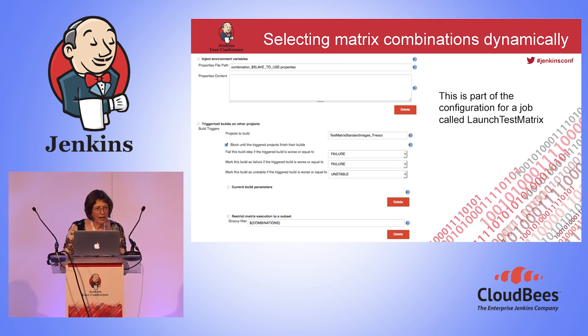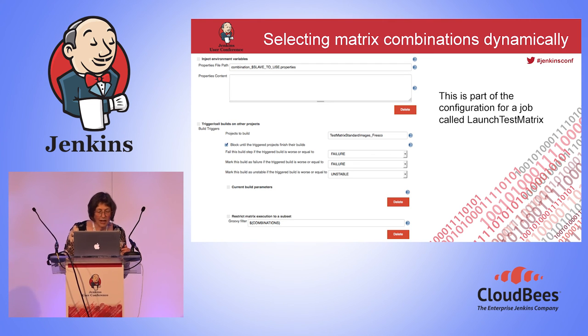So we have a second job called launch test matrix, which runs a Python script which inquires about the state of the farm. It picks up the file that I mentioned, a text file which describes the current state of the farm, which cow is connected to which slave, and it generates a properties file. Here we're picking up the properties file and injecting it into this job as environment variables. And then we are triggering the actual test job, the test matrix job, using the environment variable which we've just picked up out of that properties file.